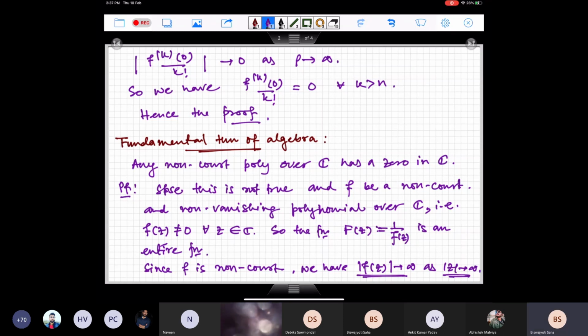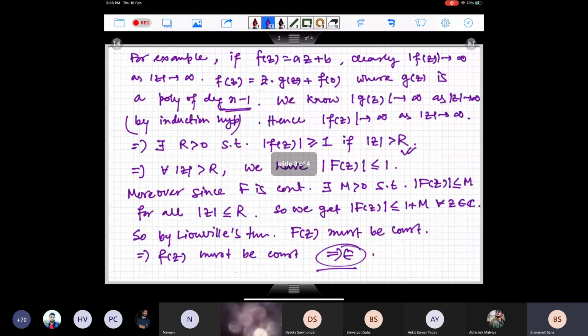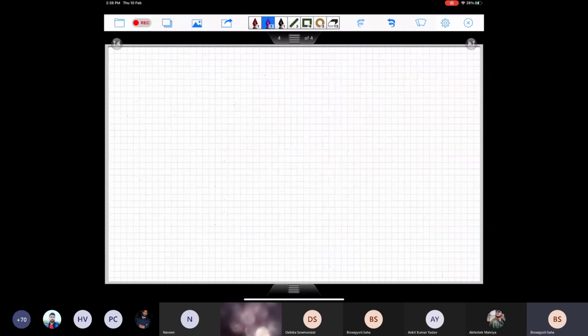Yes, sir. Okay, so here I use this crucial property that since f is a non-constant polynomial, I have this thing. So this actually characterizes polynomials. Okay, so in fact, the converse is also true.